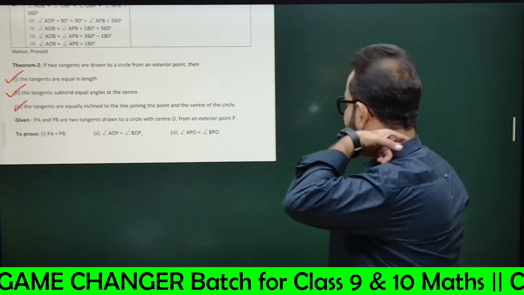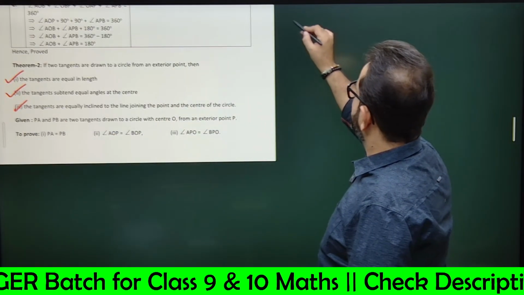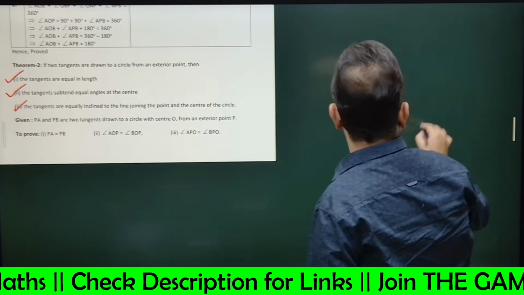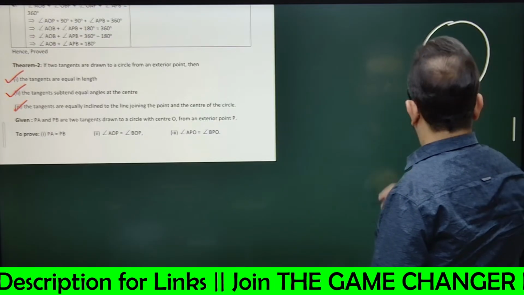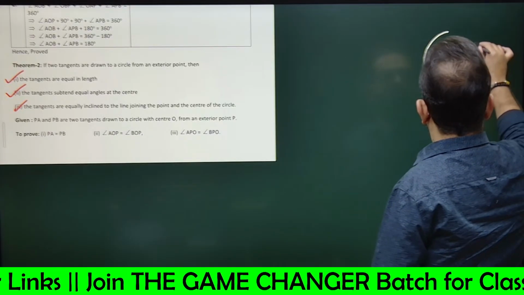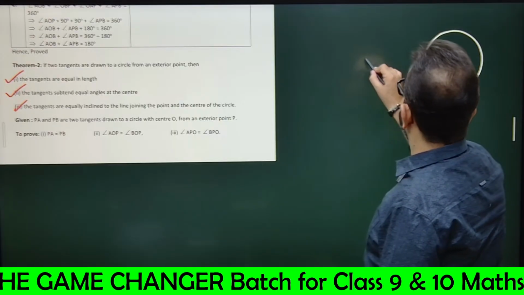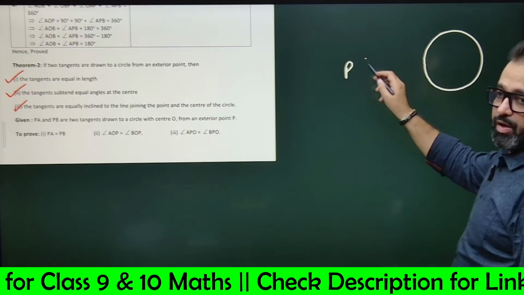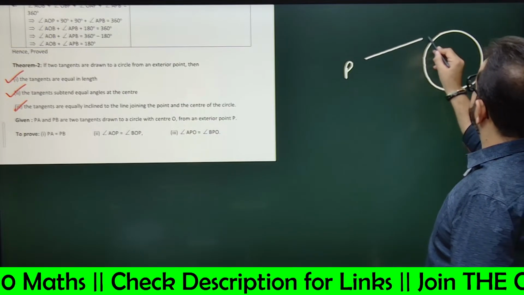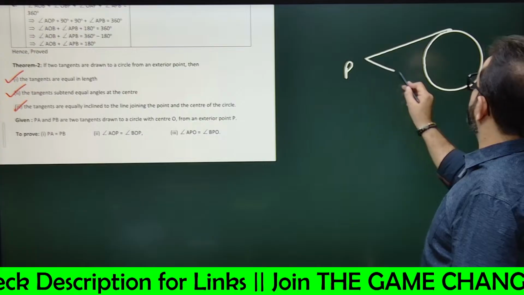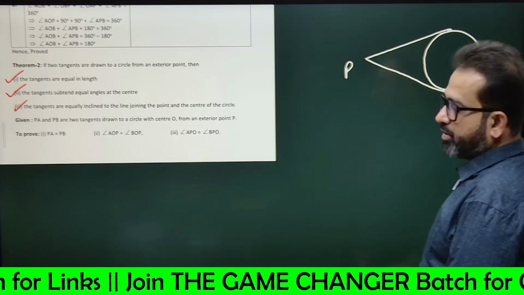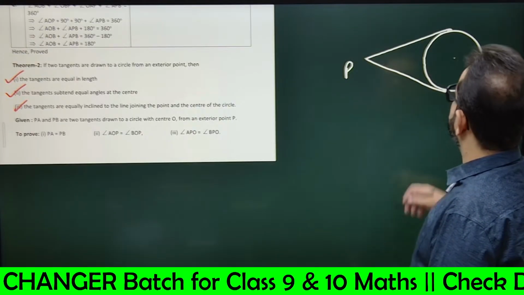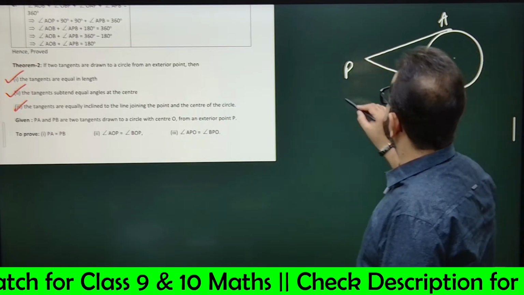See, one by one we'll prove. Two tangents are drawn to a circle. If this is a circle, let's draw it here. This is a point P. Tangents are drawn to a circle from an exterior point, so this is the exterior point P. You draw tangents from here like this. One tangent is this and another tangent is this. They are touching the circle at these points. Now they are saying prove that tangents are equal in length. If this is A, this is B.